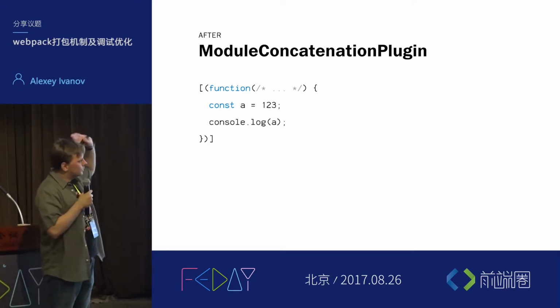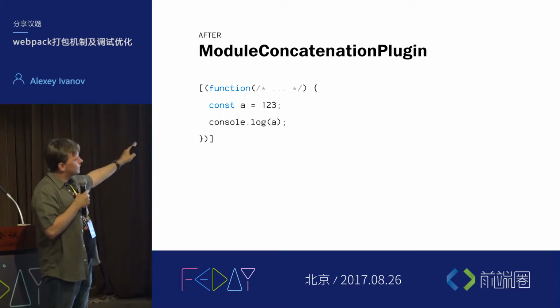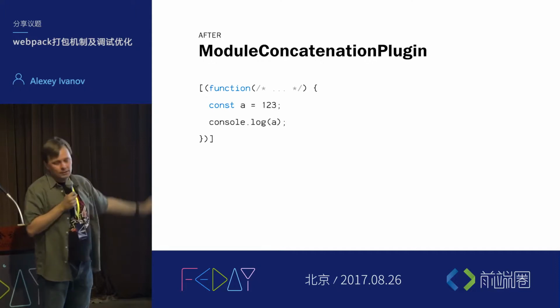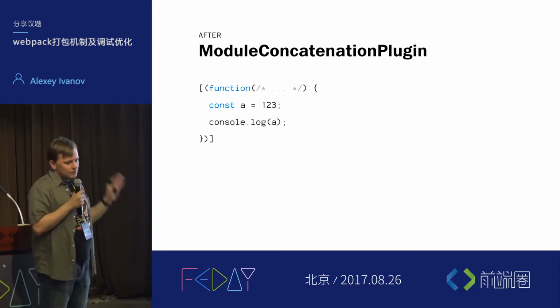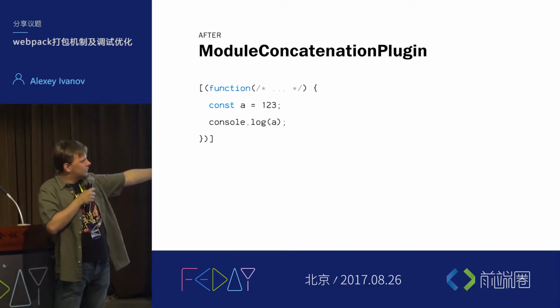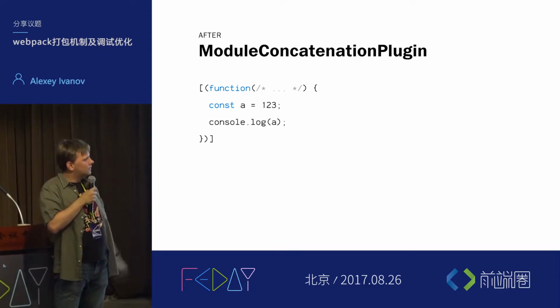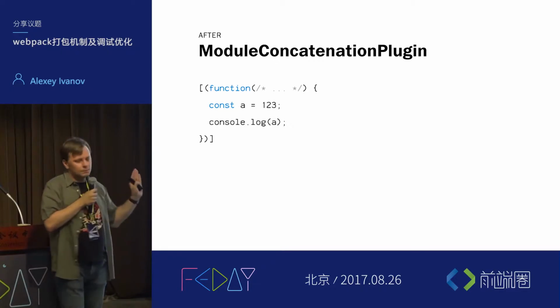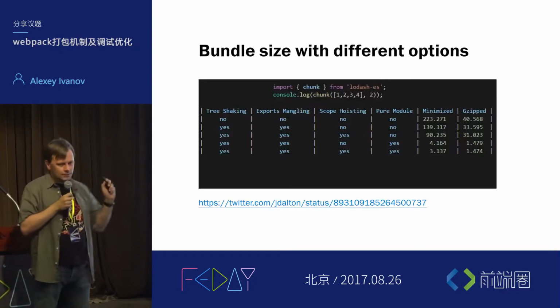This way, because all our files are inside one scope, things like Uglify can see them and safely remove unused code, so our bundle will be even smaller. As you can see, we now have only 90 kilobytes. It's still a lot, but it's better than before. And here comes the next thing.